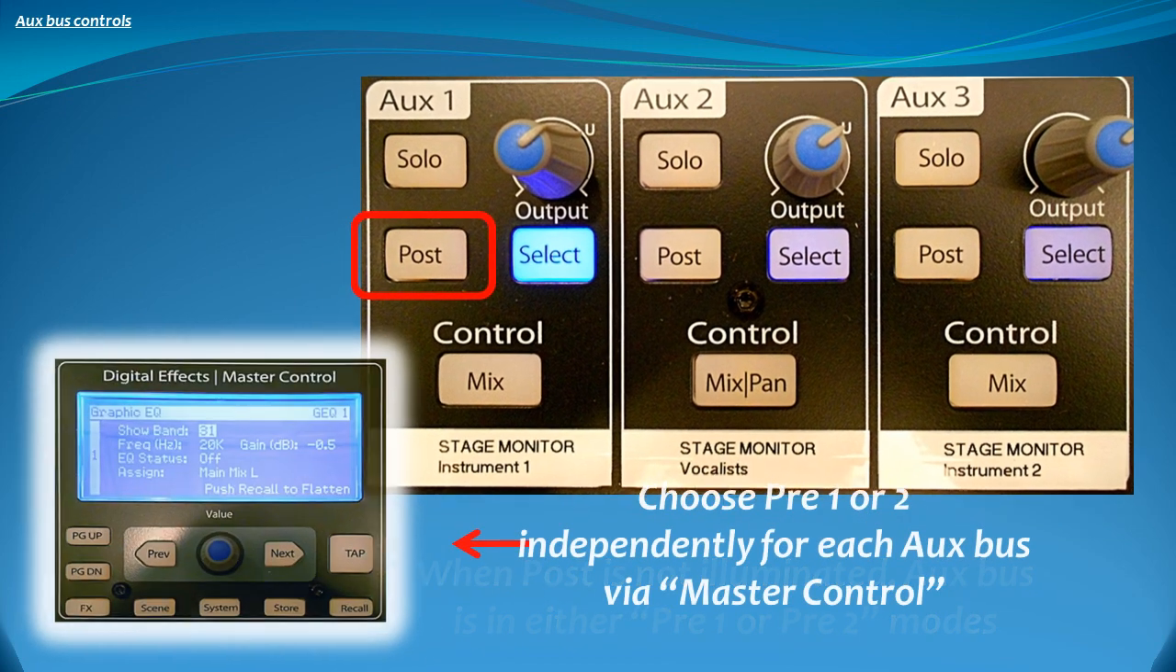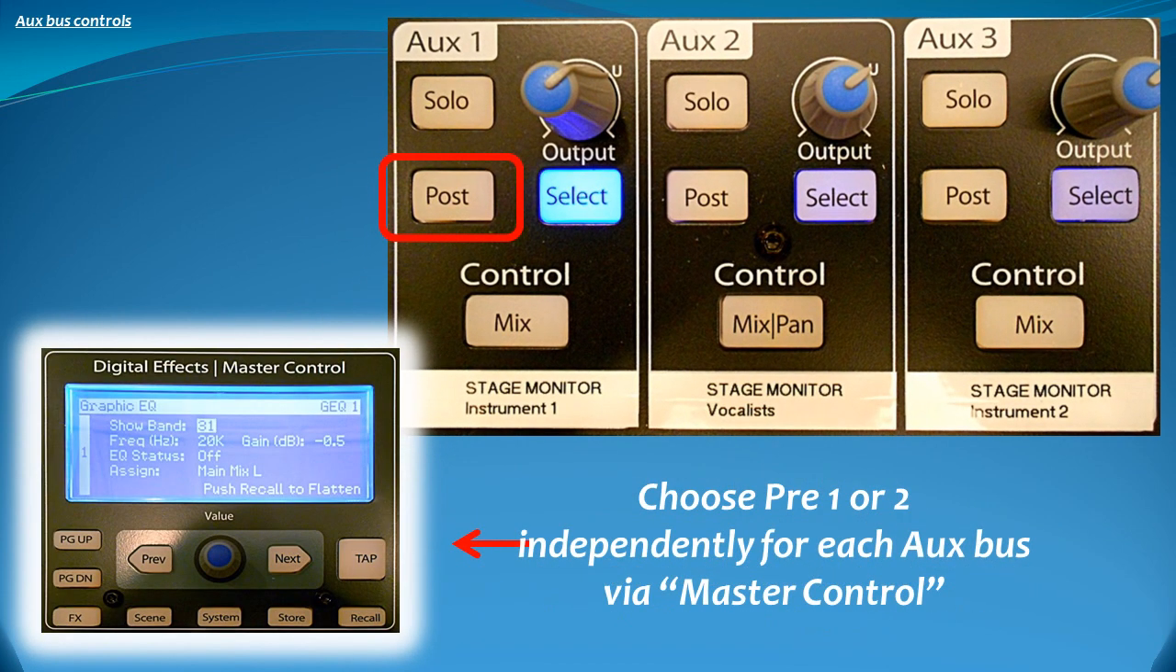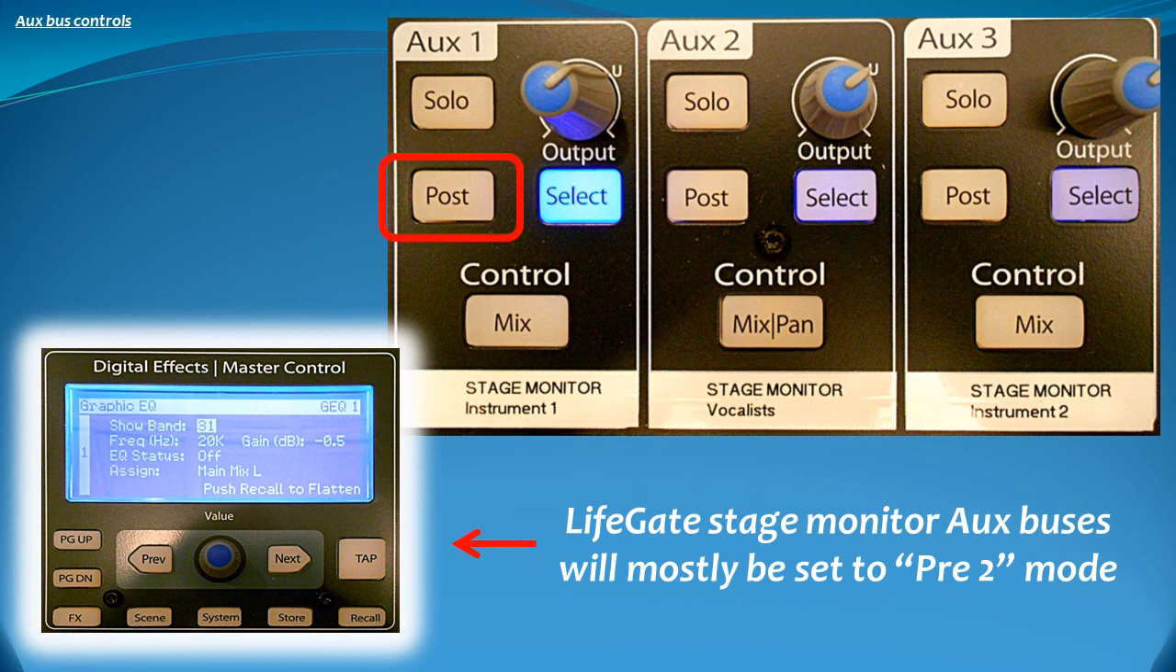When using pre-mode, the Pre-1 or Pre-2 selections are set independently for each aux bus via the Master Control section of the SL24.4.2. The Master Control section will be covered later in this training. Note, for the auxes that are feeding our LifeGate stage monitors, we will mostly be using Pre-2 mode.